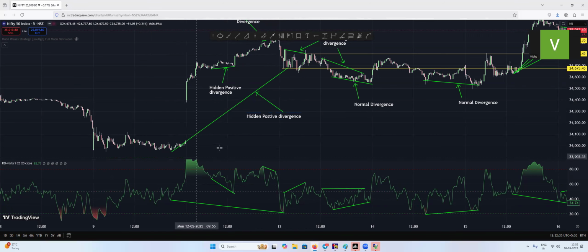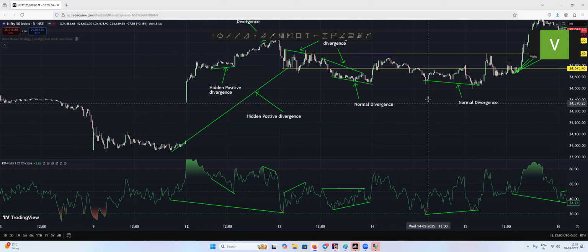So let me explain again. Hidden positive divergence. Consider this swing low. Price has made a swing low above this level, but RSI has made a low above this swing level in RSI. So basically, you are going to compare two swing lows when you are comparing the hidden positive divergence.